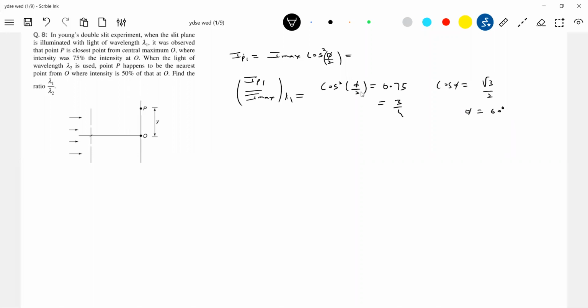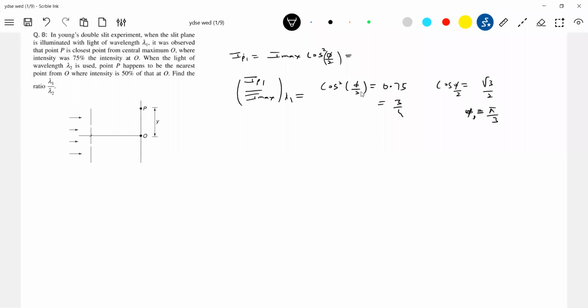So phi by 2 equal to how much? 30 degrees, or pi by 6. Phi by 2, sorry, so phi will be pi by 3, the phase angle. So the phase angle phi 1, you write it.